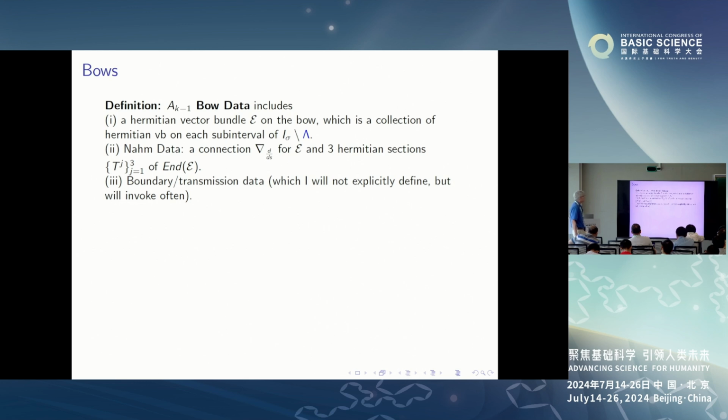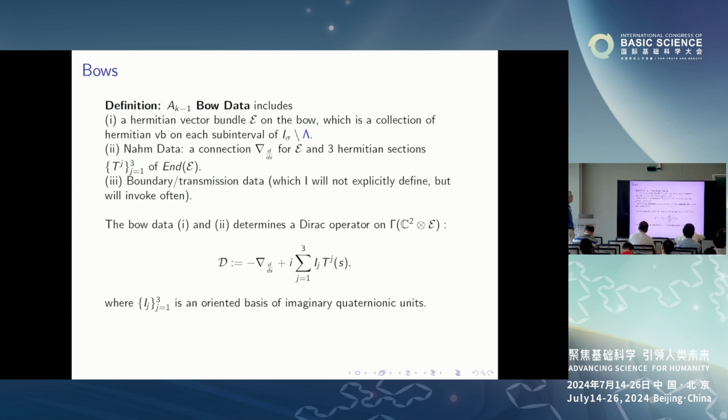And then the part that, so this, for people who've played a lot with Nahm transform 1 and 2, is fairly clear. There's also a lot of boundary data, which I'm not going to write anything down about. I'll just say a few words. It plays an important role in the story, but I won't give you any explicit formulas for it. And so the first two bits of Bow data, the bundle and the Nahm data, allow us to define a Dirac operator.